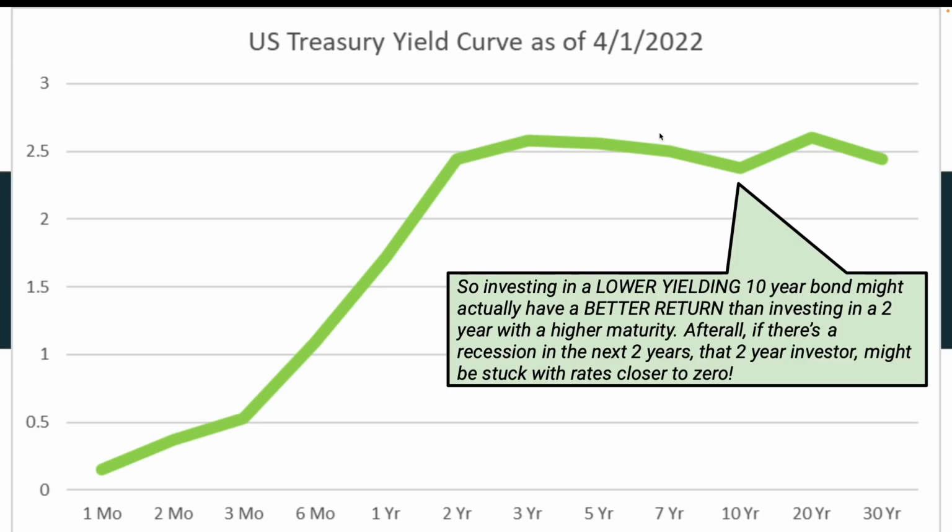So that's effectively what the bond market is betting on, where all these investors are saying, hey, I'm comfortable getting a lower yield on the 10-year because I'm not so sure I'm going to be able to reinvest this 2-year, 3-year bond at a similar or better rate in 2 to 3 years when these bonds mature.